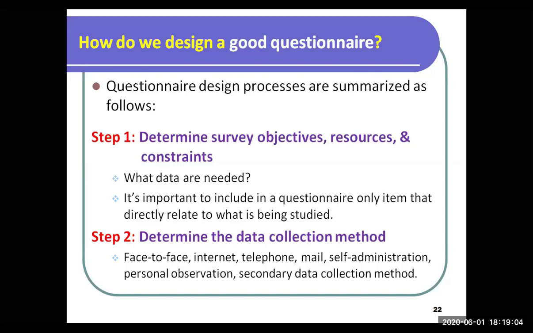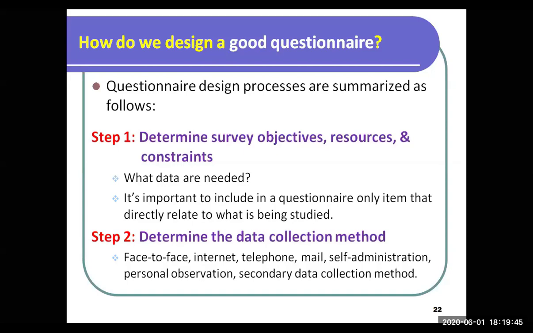Is it cross-sectional data? Is it time series data? Is it panel data? What type of data is needed for your research? And then it is important to include in the questionnaire all items that are directly related to your specific objectives. That was the first step: you need to classify the questionnaire layout in line with your specific objectives.